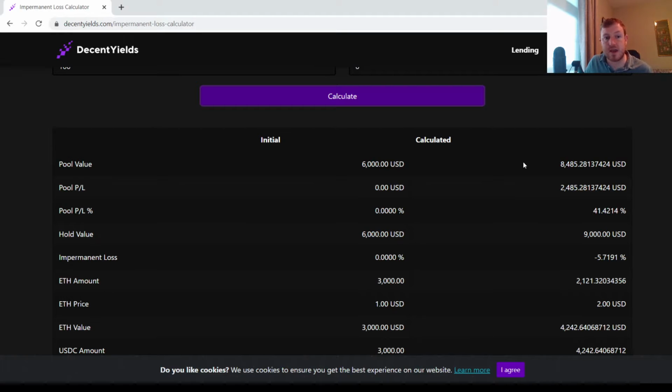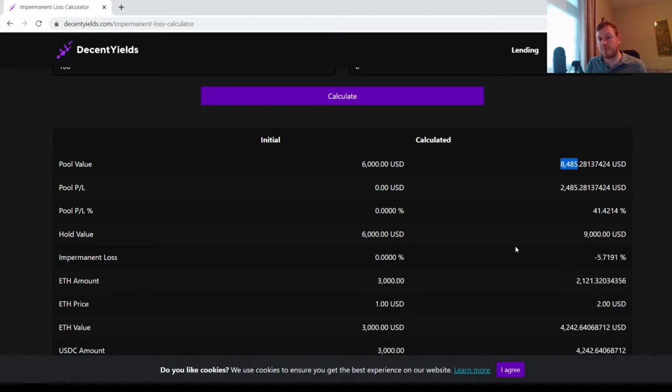So as we can see here, our total pool value is actually $8,485 compared to what we were expecting, about $9,000. So that is because of the impermanent loss. As you can see here now, we have an impermanent loss of 5.72%, and that is because of all the arbitraging and the rebalancing of the pool. So we have lost out basically there on over $500 in the pool because of impermanent loss.